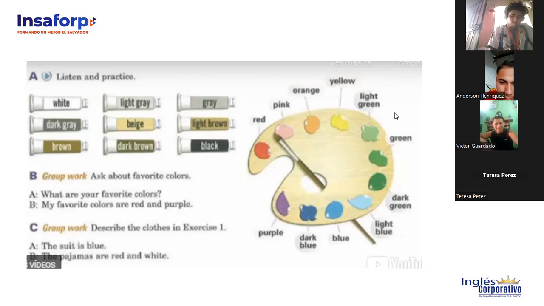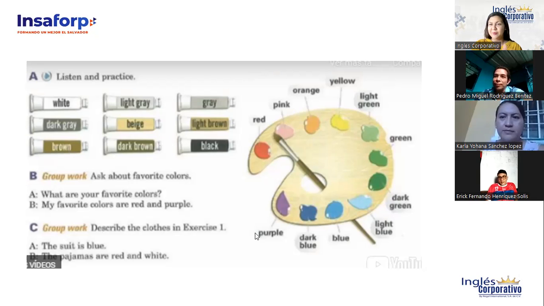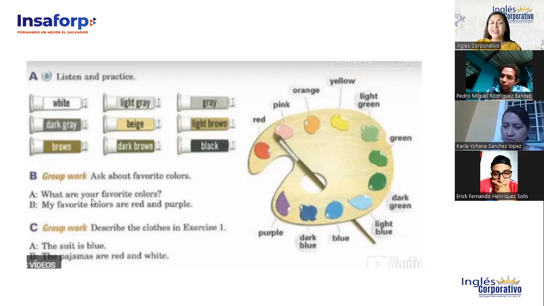Very nice. Now I'm going to ask you, everybody, what are your favorite colors? What are your favorite colors? Aquí está la pregunta. What are your favorite colors? What are your favorite? Look at me.